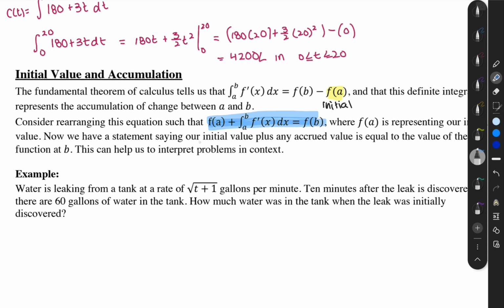But it allows me to deal with an initial value, right? And it's saying my initial value, f of a, plus any accrued value. So this is how much I'm gaining, or losing, right? Whatever's happening, the integral of that change tells me my final amount.